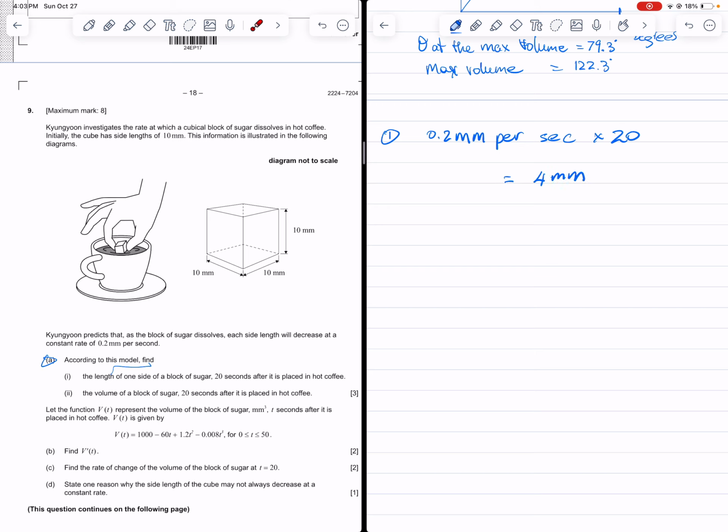Now that's not the size of the sugar cube after 20 seconds. That's how much it shrunk. It started at 10 millimeters. So we're going to have to take that 4 from the 10 in order to see the new size, which is 6 millimeters. And so that is the length of each side of the cube after those 20 seconds. All right, so that is A1. Let's go ahead and jump to A2.